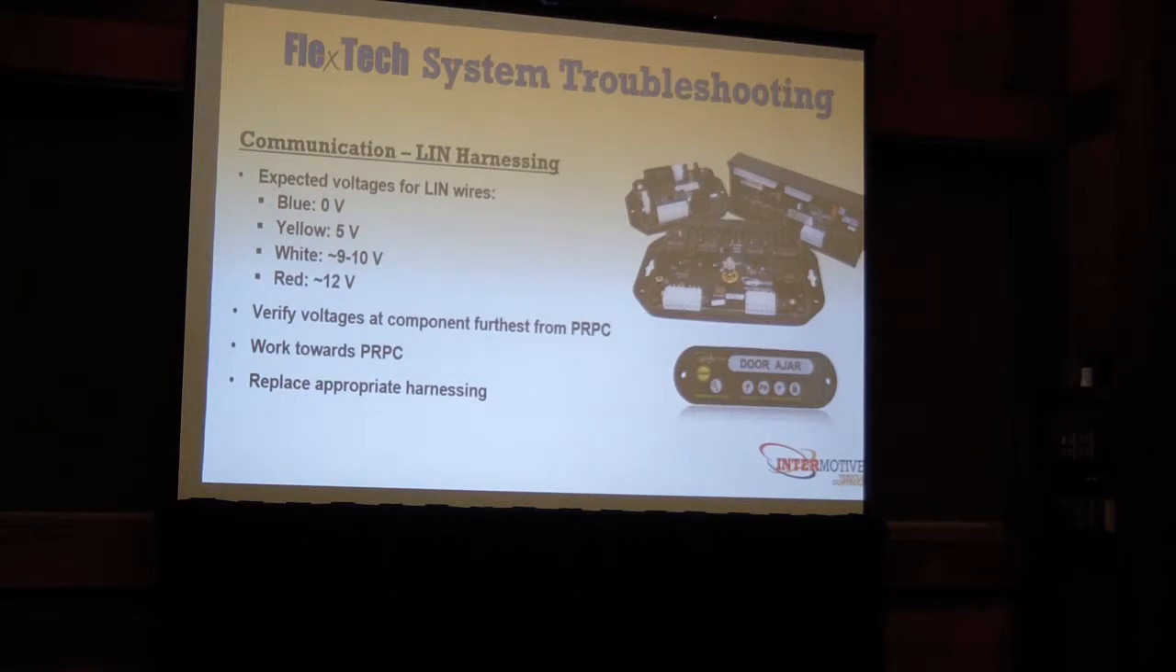So probably easiest to start, you look at the panel that's not working. Easiest to start furthest away from the PRPC and work your way back to figure out what section of LIN harnessing is damaged or broken. And then, because it's a daisy chain configuration, you're jumping module to module, you're going to have a section of LIN harnessing that's bad that you can just replace. Or repair.